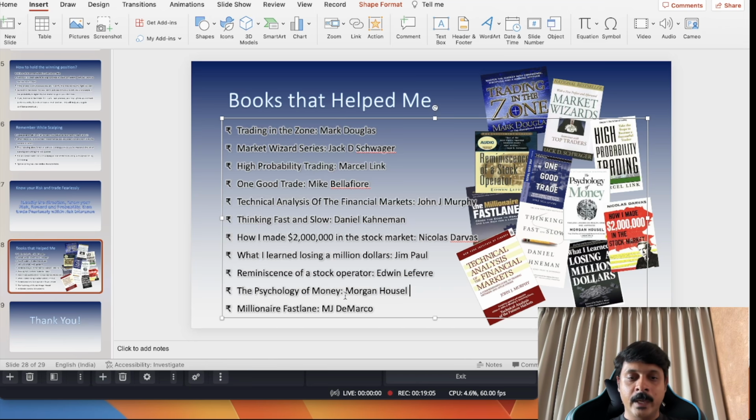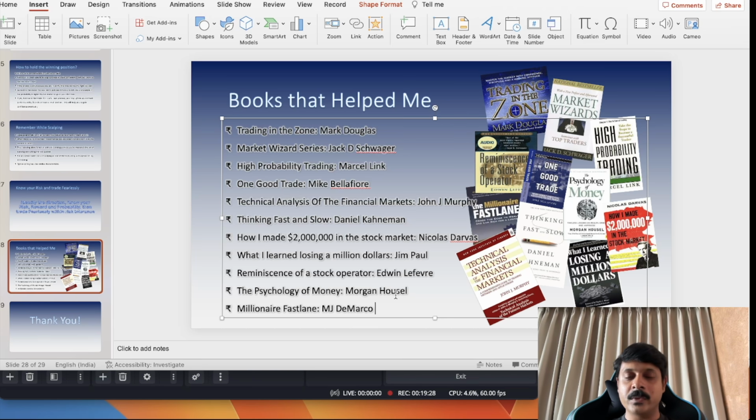Good one. And Millionaire Fastlane, MJ DeMarco, not about the trading, but about the business and about the way to success in the financial world. It is a completely different kind of book which can transform your way of thinking. Very good one. That one also I liked.